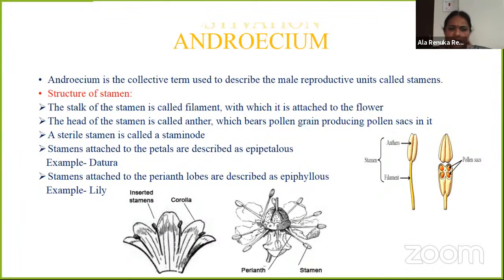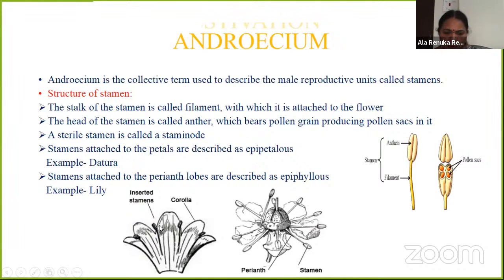There are stamens which do not produce pollen grains. Such sterile stamens are called staminodes. Stamens may also get attached to the corolla. If the stamen gets attached to the corolla, it is described as epipetalous. It is the stamen getting attached to the petals. This condition is described as the epipetalous condition.